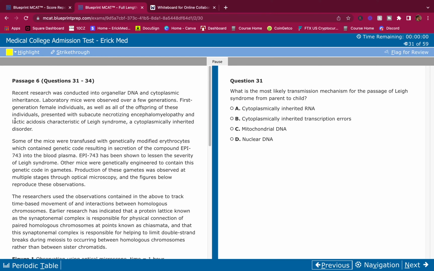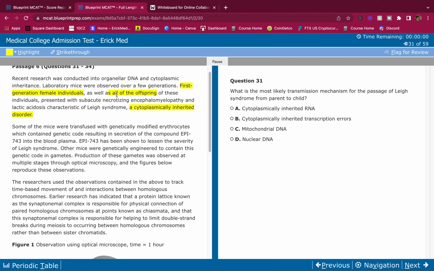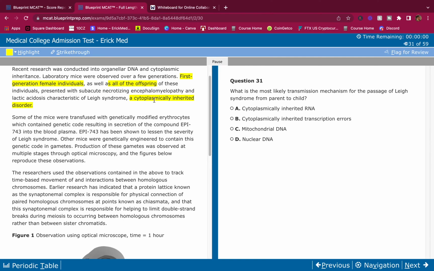Recent research was conducted into organellar DNA and cytoplasmic inheritance. Laboratory mice were observed over a few generations. First generation female individuals, as well as all of the offspring of these individuals, presented with subacute necrotizing encephalomyelopathy and lactic acidosis characteristic of Leigh syndrome, a cytoplasmically inherited disorder. Okay, wow. That's a mouthful. So what's important here? Well, what's important is that we have first generation female individuals as well as the offspring, and they presented with this disease. And this disease is a cytoplasmically inherited disorder. All right, female, offspring, cytoplasmically inherited.